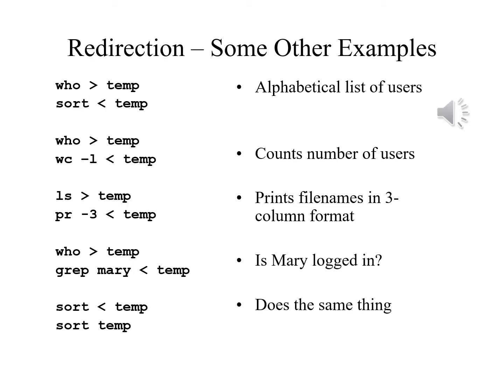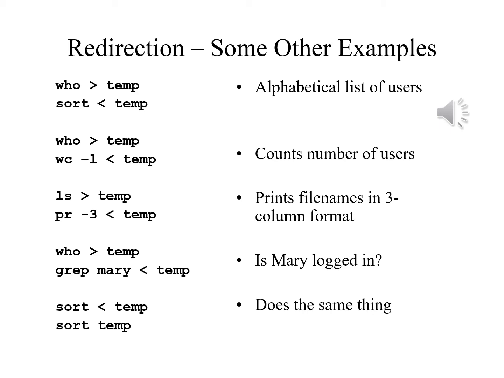If I type who > temp, it will create a file named temp that contains the login names of users on the system. If I subsequently type sort < temp, it will print these out in order.